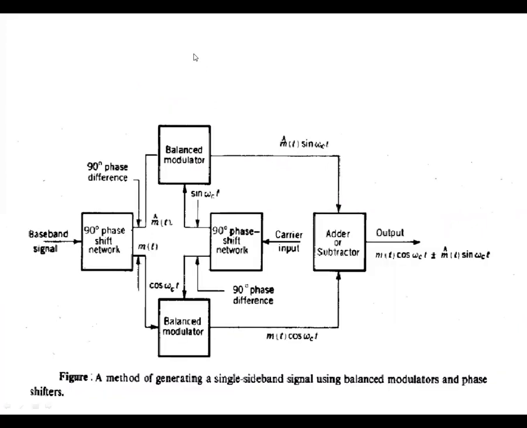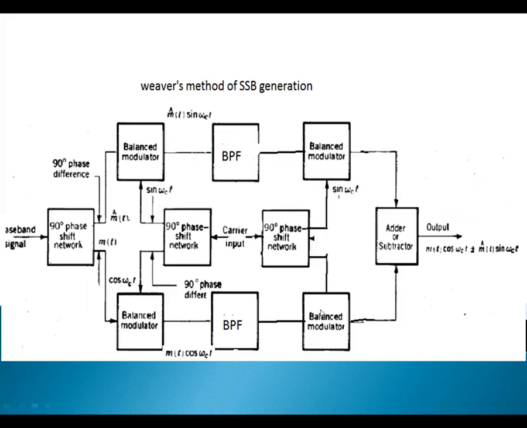There are 2 balanced modulators, and the baseband gets a 90 degree phase shift, and the carrier signal also gets a 90 degree phase shift, and then add and subtract. You can observe this block diagram. Same as before, two balanced modulators here, again two balanced modulators.